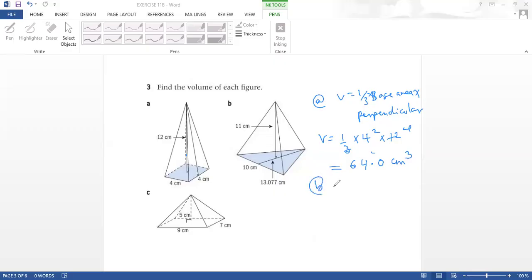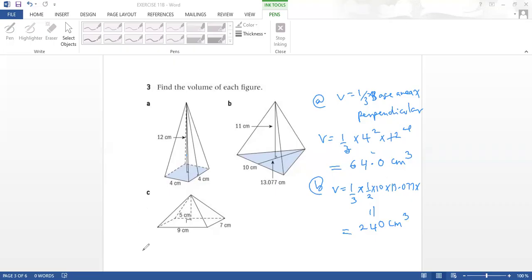So for part B, volume will be given by the same formula. Base area is a triangle, so area of a triangle is a half base, 10, times height, 13.077, times perpendicular height, which is 11. Use your calculator to do this, and this will surely give you 240 cubic centimeters.